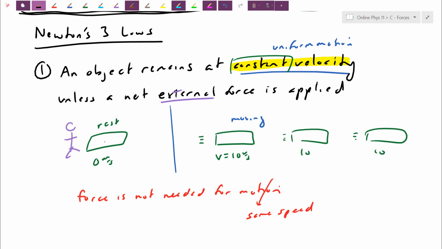You'll need a lifeguard to come up behind you. The lifeguard is actually external to you. When he applies a force, that force can actually pull you up out of the water. So that's what we mean by this external part. There's also one other implication here.